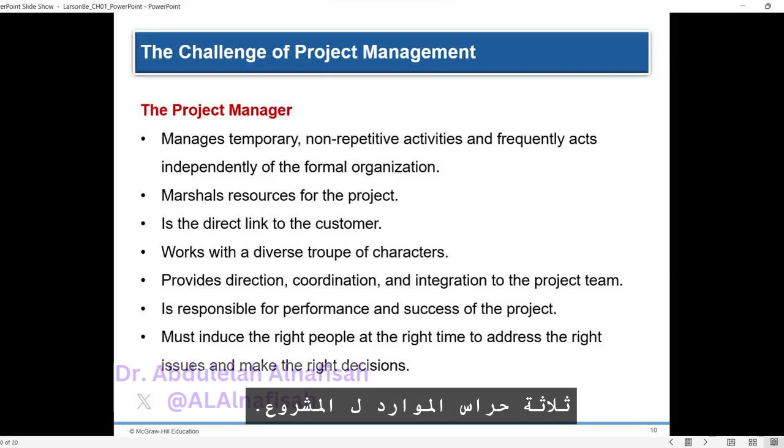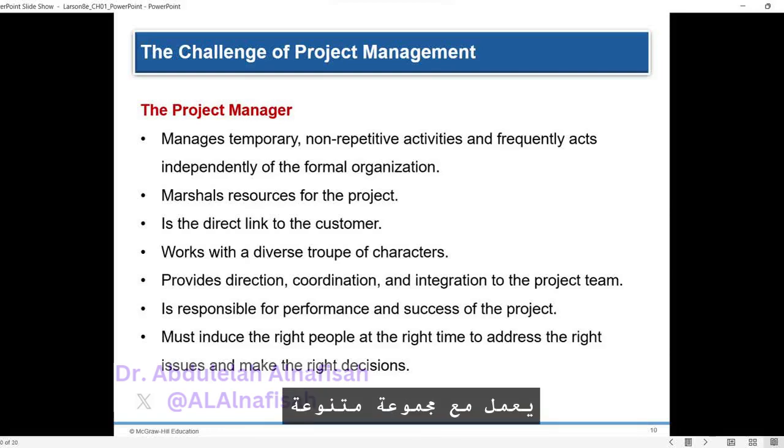3. Marshals resources for the project. Project managers are responsible for acquiring and allocating the necessary resources to complete the project successfully. This includes human resources, materials, equipment, and budgetary considerations. 4. Direct link to the customer. Project managers serve as the main point of contact between the project team and the customer or client. They understand and manage customer expectations, ensuring that the project meets their requirements and delivers value.